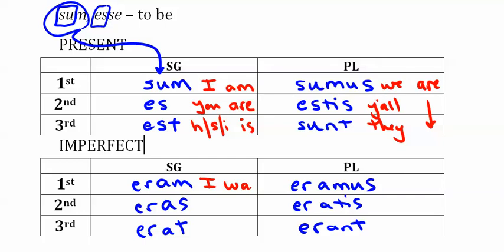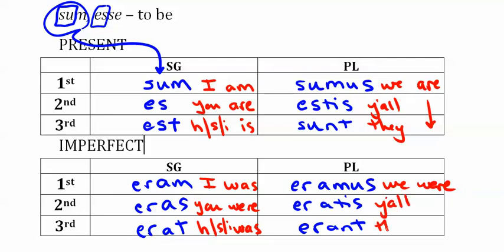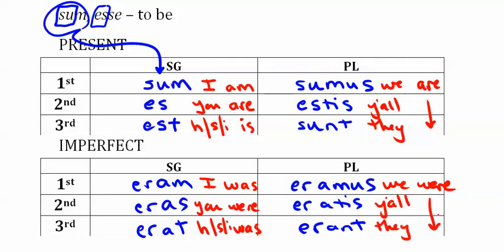We have I was, and he, she, or it was. And then everywhere else, we'll translate using the word were. If you think about the way we did the other verbs in the imperfect, the translation was I was verbing, you were verbing. So technically, here you can imagine the word being, right? This verb means to be. So eram means I was being something, you were being something, and so on. But in English, usually we just leave that part out. And those are your forms of the irregular verb sum, esse in the present and imperfect tense.